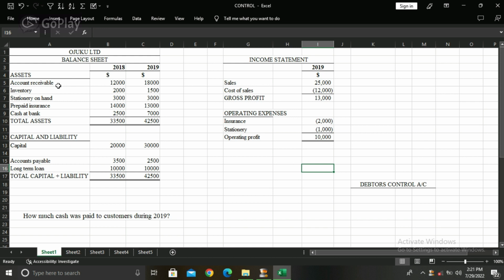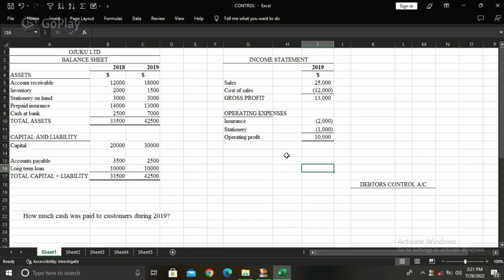I have account receivable, which is our debtors, the inventory, stationery on hand, prepaid insurance, and cash at bank, giving us total assets for 2018 and then 2019. Then we move to our capital and liability. We have the capital account for 2018 and 2019. Then we have the liabilities: account payable, which is our creditors, and long-term loan, giving us the total. This side is our balance sheet.